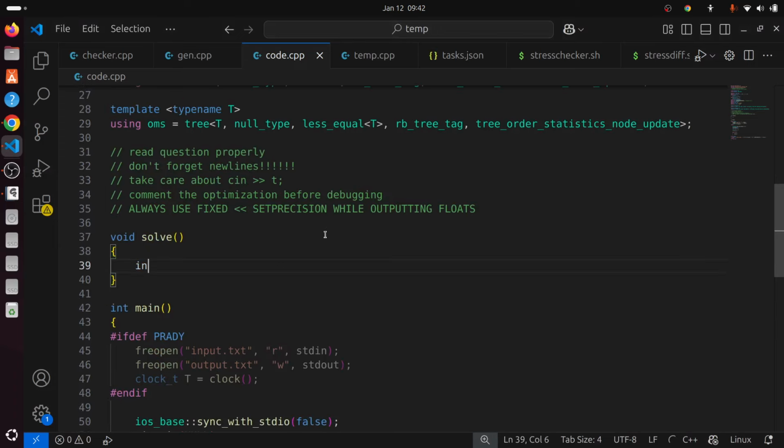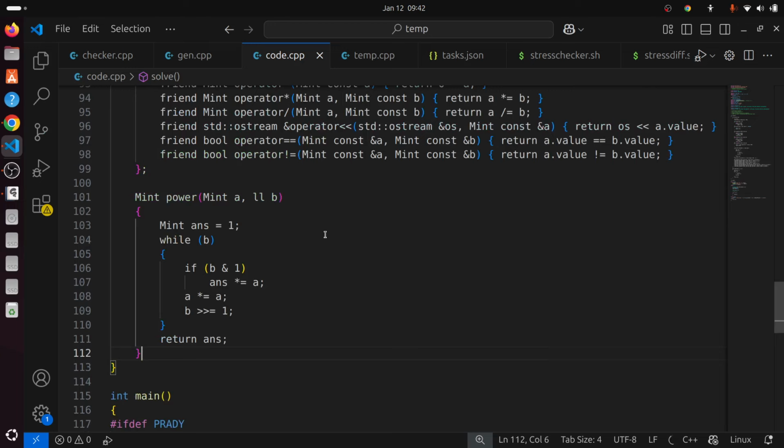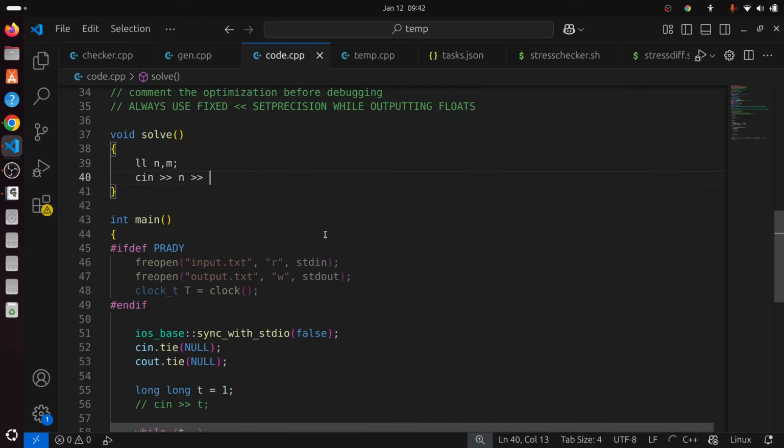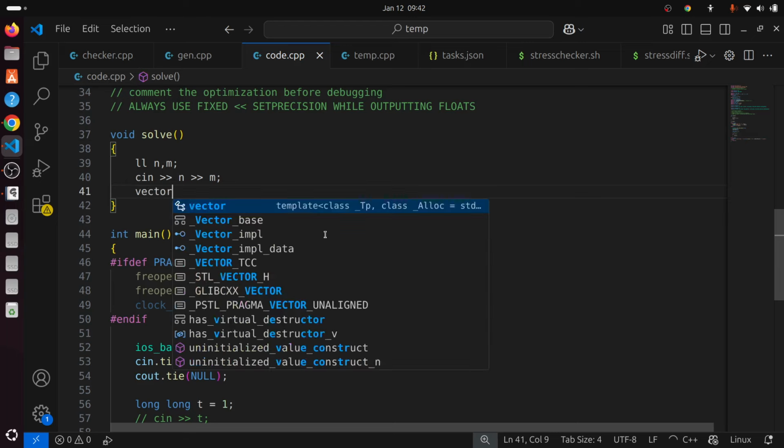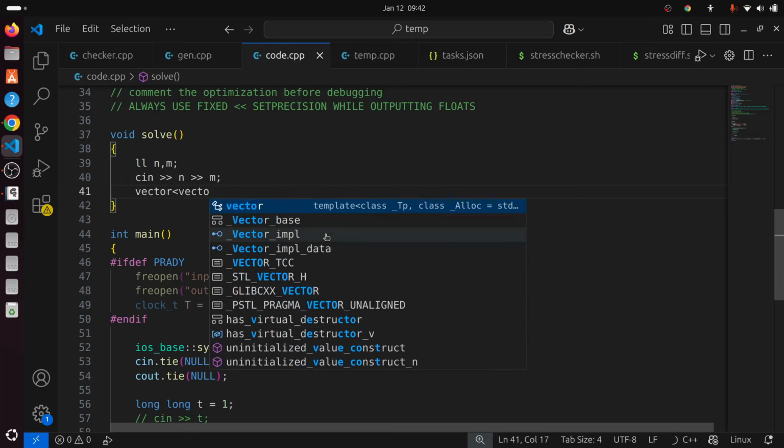So okay, we have int nm. Let's take long nm. Scan nm, and then we'll keep a vector which is an adjacency list.